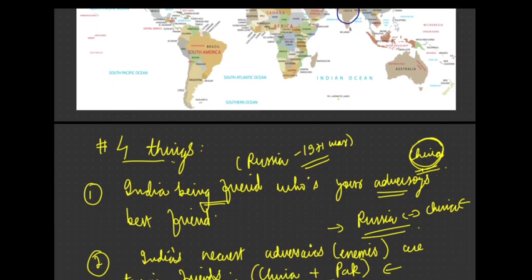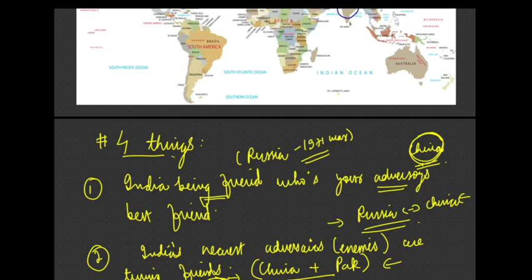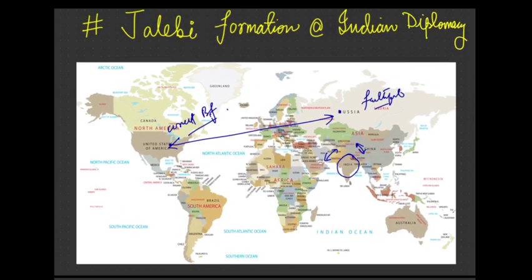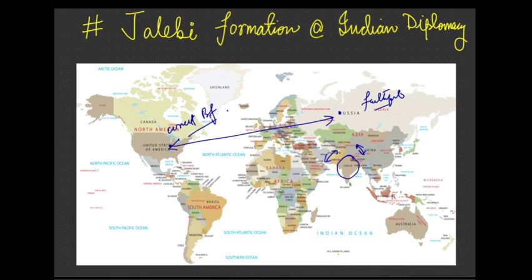So this was related to the Jalebi formation of Indian diplomacy. We would subsequently go into deeper analysis, country by country, on some other day. But today an overview was to be given of this new formation, the Jalebi formation.